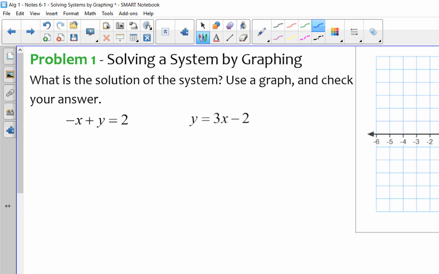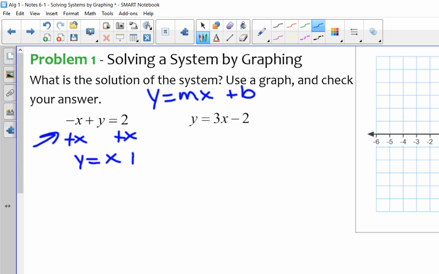Now, the first thing I want you to remember is that to be able to graph, it has to be in this form. So the first thing we're going to do is check to see if they both are in that form. This first one, they're not. y is not by itself. So I need to move the x over. To do that, I'm going to add x to both sides, and I get y equals x plus 2. Now y is by itself, so I can go graph it.